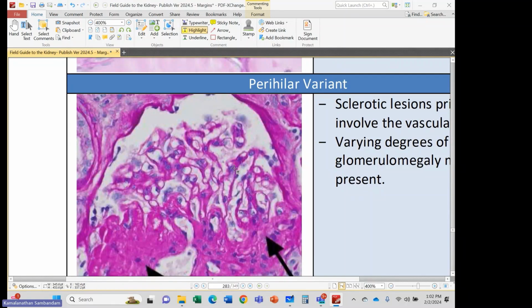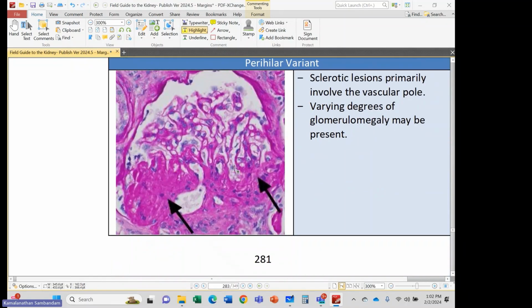All right. Perihilar FSGS is one clue that you're dealing with a secondary form of FSGS. Okay, remember I told you you're often having to make the diagnostic distinction between primary and secondary, not just because you want a tidy thing to write in your note, but because it drives management, right? You don't treat secondary forms of FSGS in general with immunosuppression.